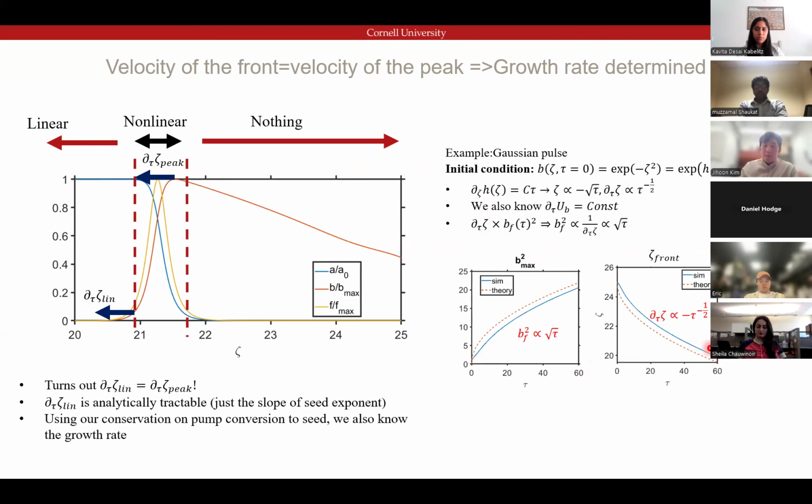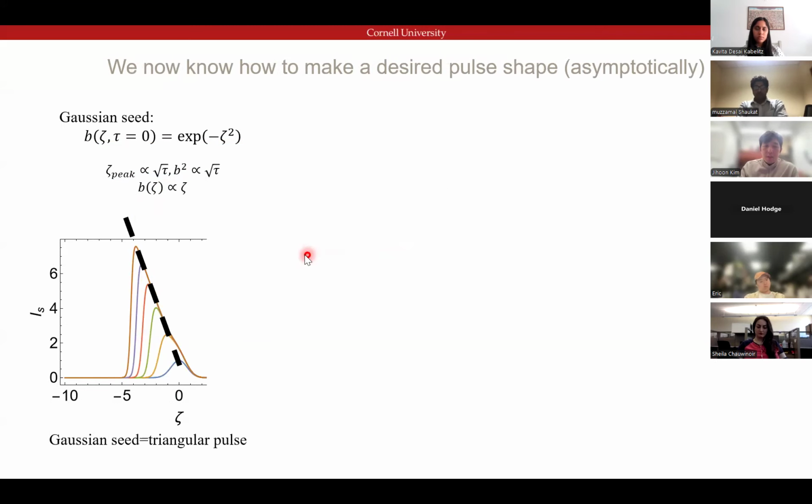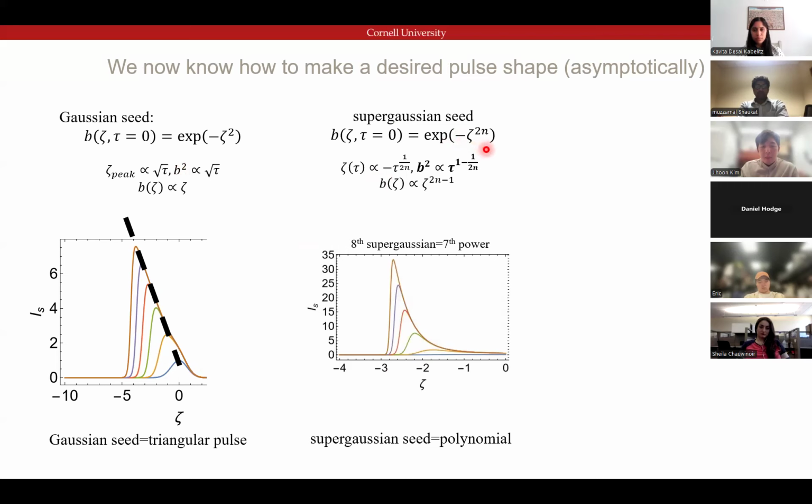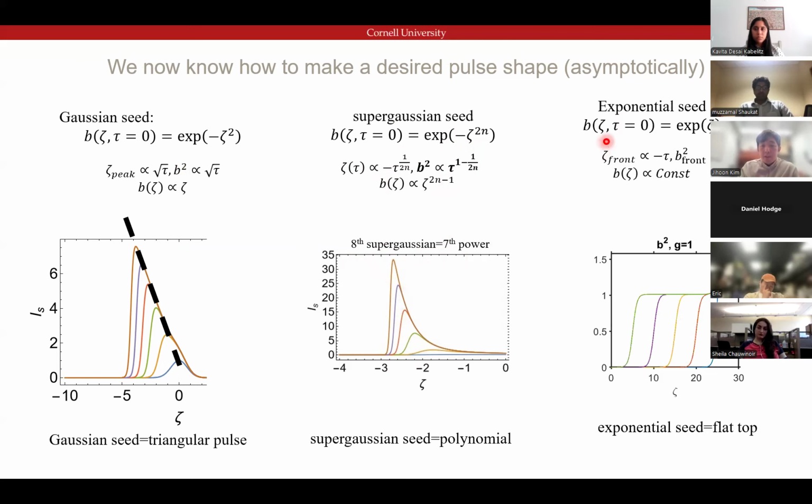So this is just an example for Gaussian pulses, but using the same logic, you can do this with a triangular pulse. So the peak moves as square root of tau, and the peak amplitude also grows as square root of tau. So the peak and the motion are proportional to each other. So that's why you have a b. Well, there's also a typo here, b squared proportional to zeta. And then if you have an nth power super Gaussian seed, then you also have a similar relationship. So an eighth order super Gaussian seed will lead to a seventh power polynomial seed pulse growth. And if you have an exponential seed, actually it wouldn't grow. It would just give you a flat top pulse profile.